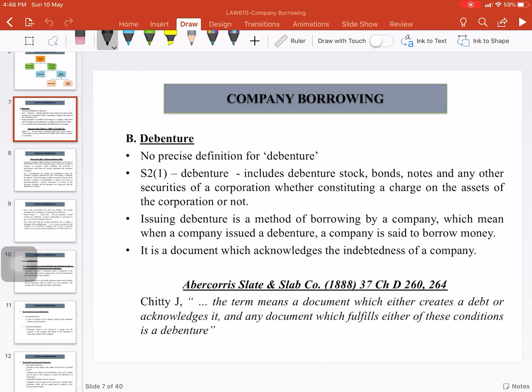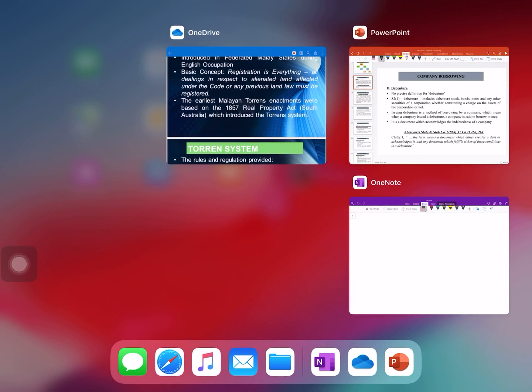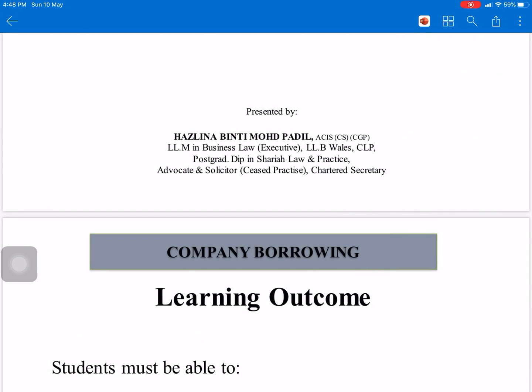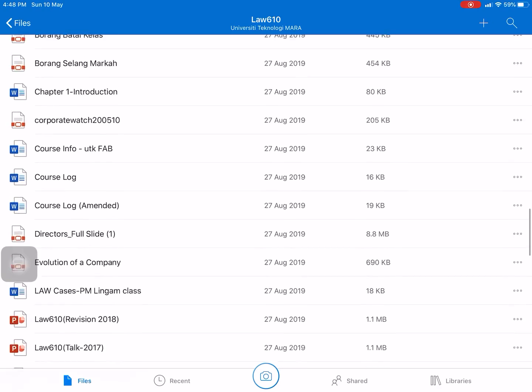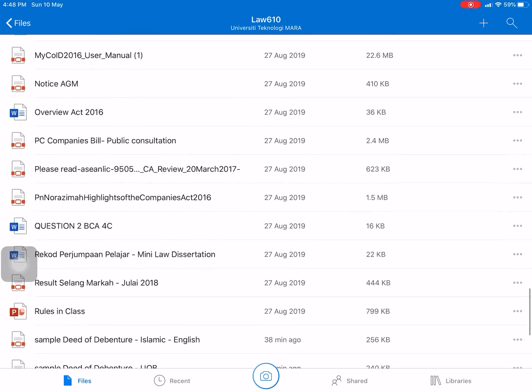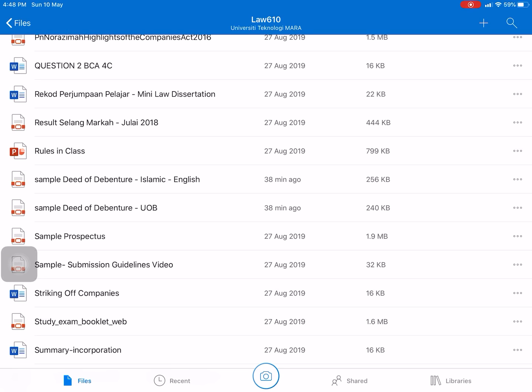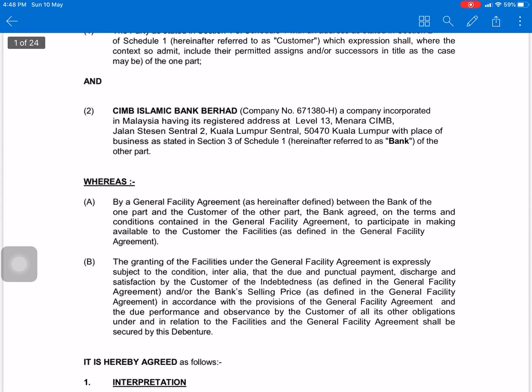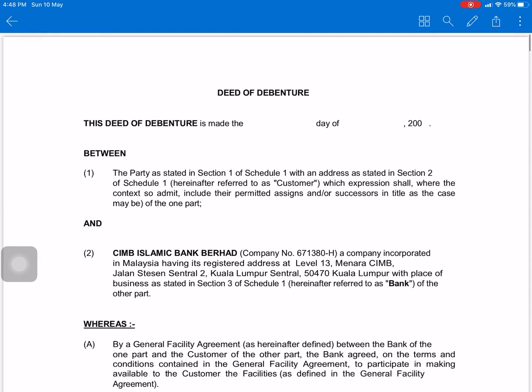Okay, I would like to show you examples in Malaysia of a debenture, of how a bank would have proof that somebody owed money. Can we have a look at this document? This is a sample of a deed of debenture, between a borrower and an Islamic bank.